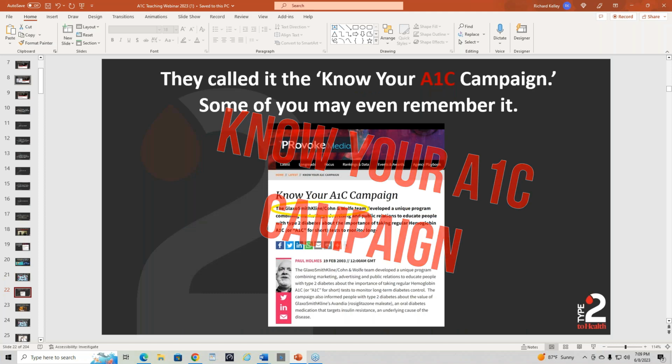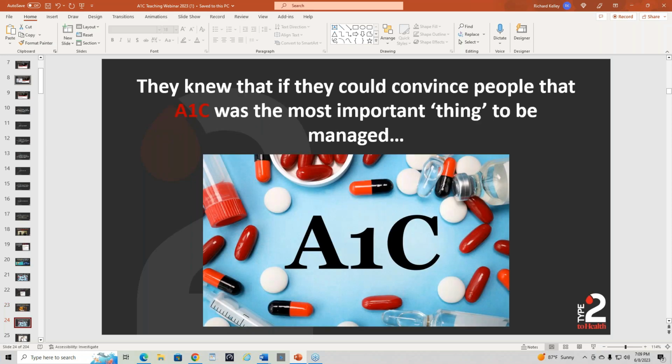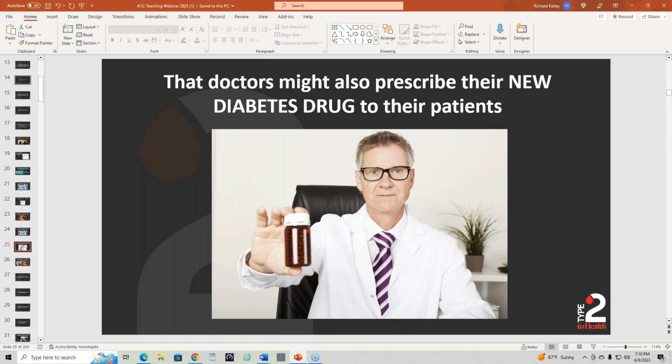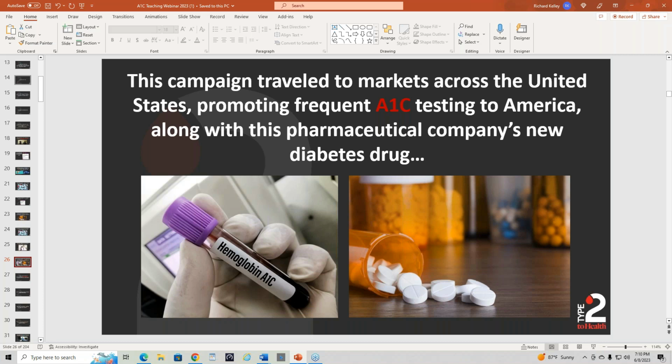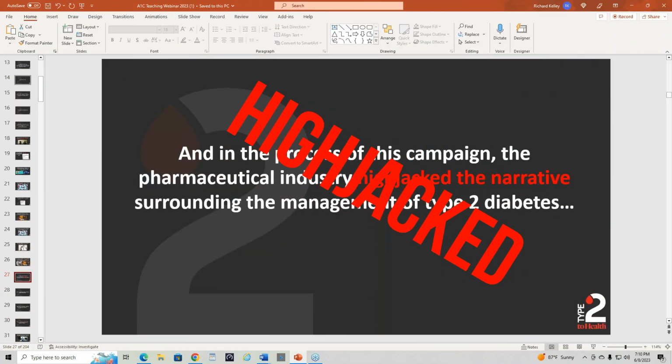Some of you may even remember that. This campaign was simultaneously used as a platform for the marketing of a new diabetes drug that this pharmaceutical company had launched in 1998. They knew that if they could convince people that A1C was the most important thing to be managed, doctors might also prescribe their new diabetes drug to their patients. This campaign traveled to markets across the United States, promoting frequent A1C testing to America, along with this pharmaceutical company's new diabetes drug. And in the process of this campaign, the pharmaceutical industry hijacked the narrative surrounding the management of type 2 diabetes.